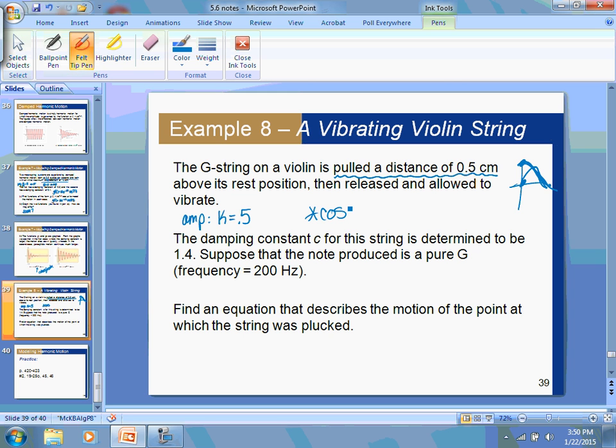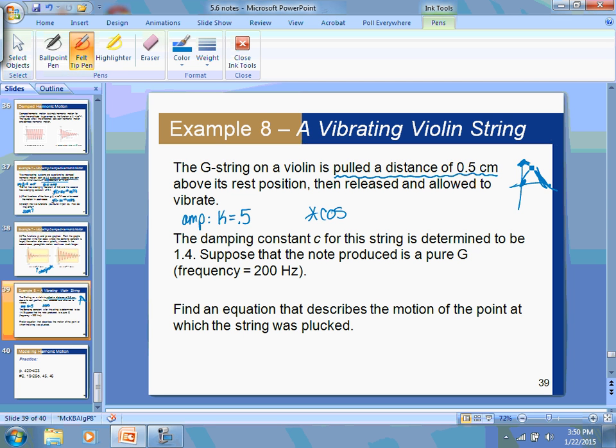As you read these types of problems in your homework tonight, take a moment and think about where this particular object is starting, whether it's a string or a weight or a brake or whatever. Think about where it's actually starting to move. If it's sitting at a neutral position and then it gets moved up, that's going to be a sine. But if it's getting pulled up or pushed down and then released, that's going to be a cosine type of situation.